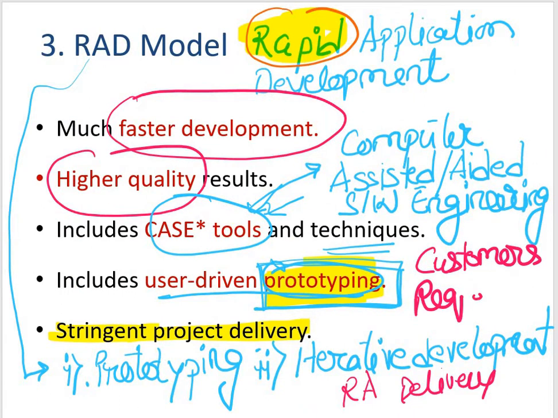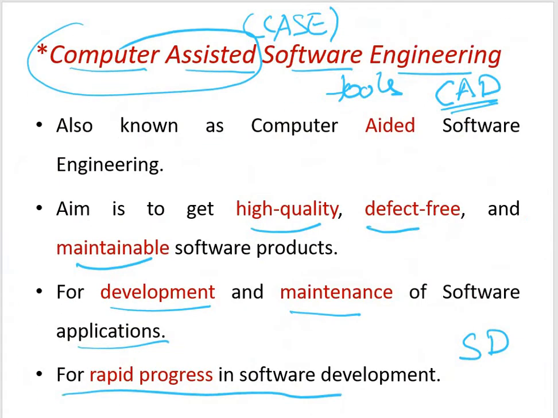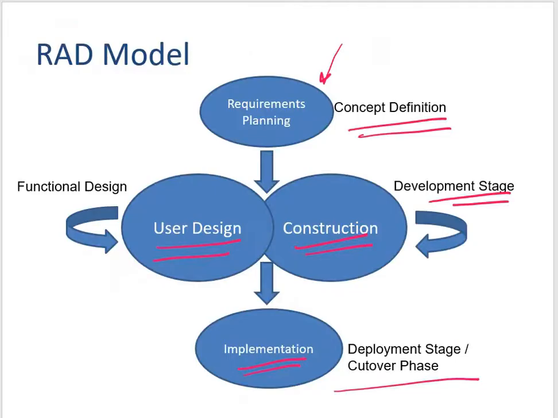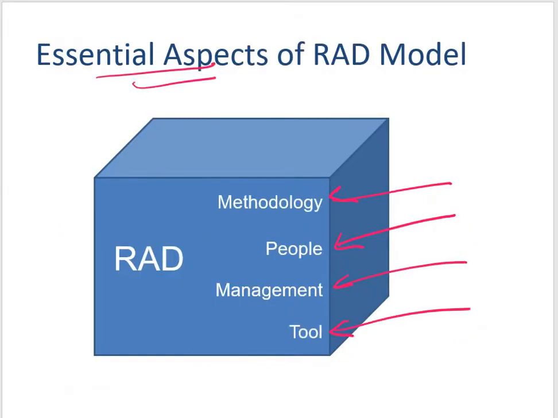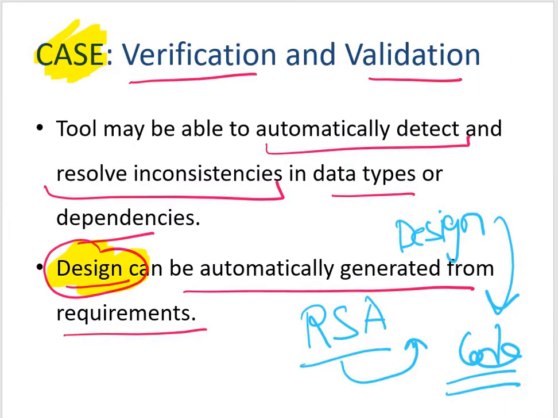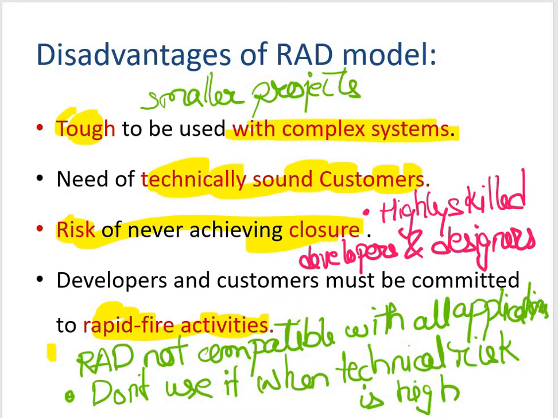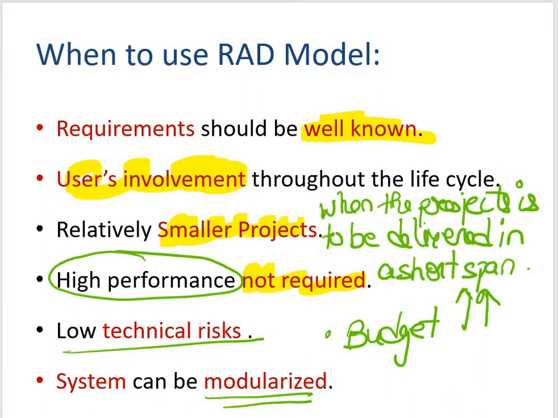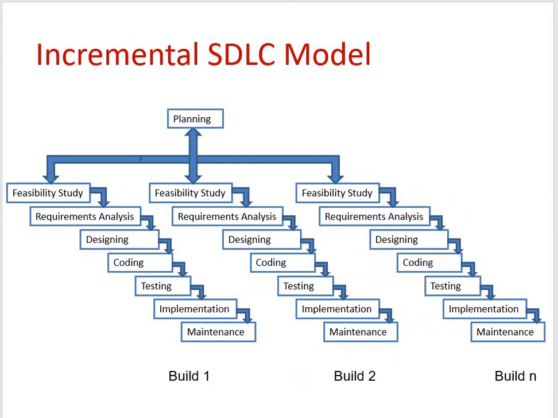application development model, where we saw the usage of CASE tools and how it works. Then the essential aspects of the rapid application development model, how it actually works, and then we have several models which are working. And then we looked into the verification and validation in terms of CASE, when to use, some of the drawbacks, all these things we saw in our previous video. And in today's video, we are going to talk about the incremental SDLC model.